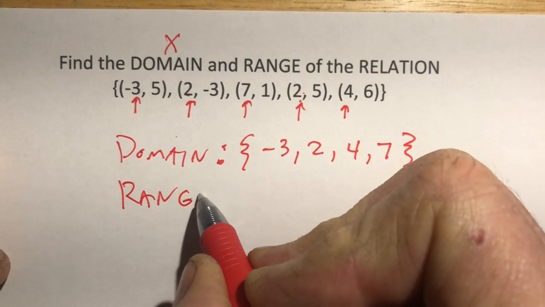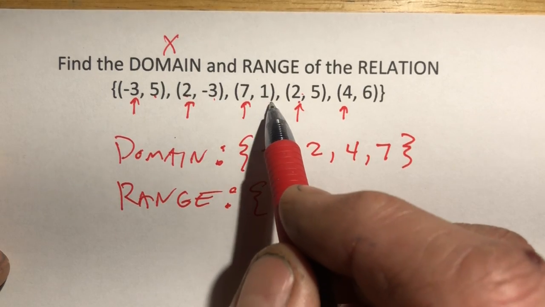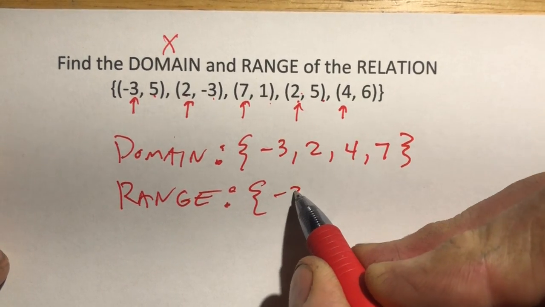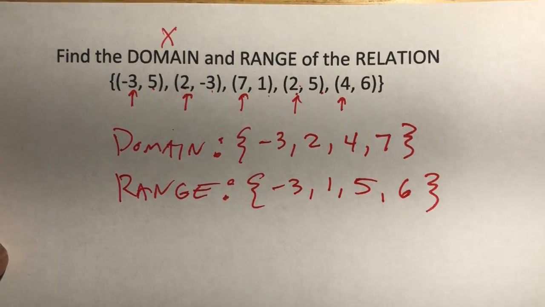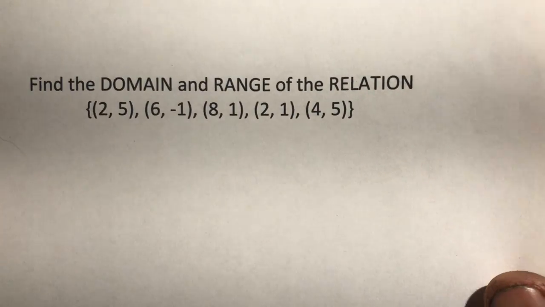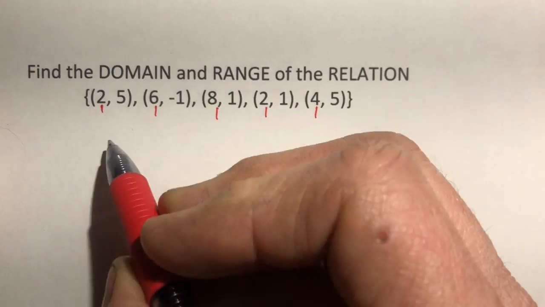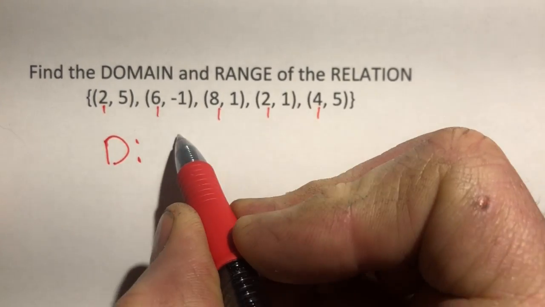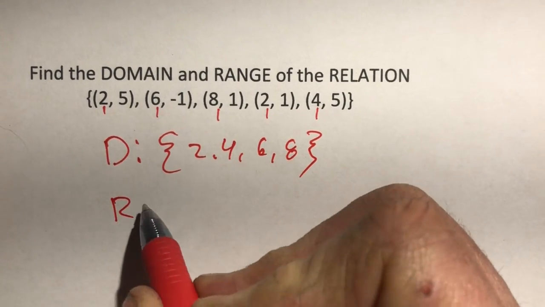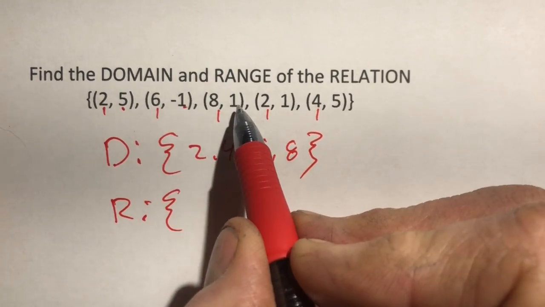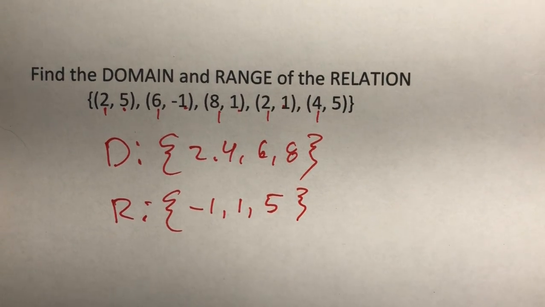My range. All right, here's my range. Range is the y's. I got a 5, a -3, a 1, a 5 again, and a 6. So I've got -3, 1, 5, and 6, and there's my range. Okay? Same thing here. Find the domain and the range of this. So I've got 2, 6, 8, 2 again, 4. So looks like my domain is 2, 4, 6, and 8. My range, it's my y's: 5, -1, 1, 1, 5. So I got -1, 1, and 5. That's my range.